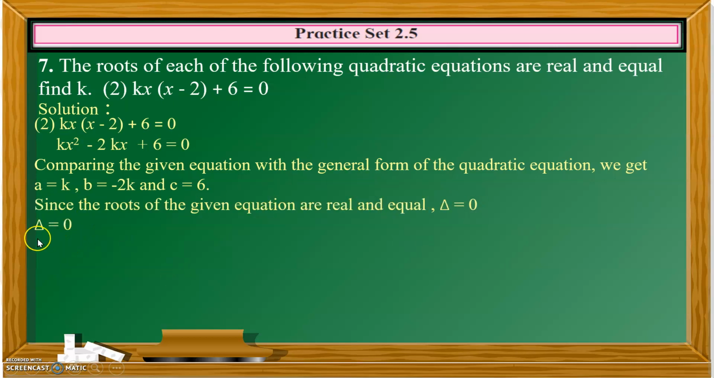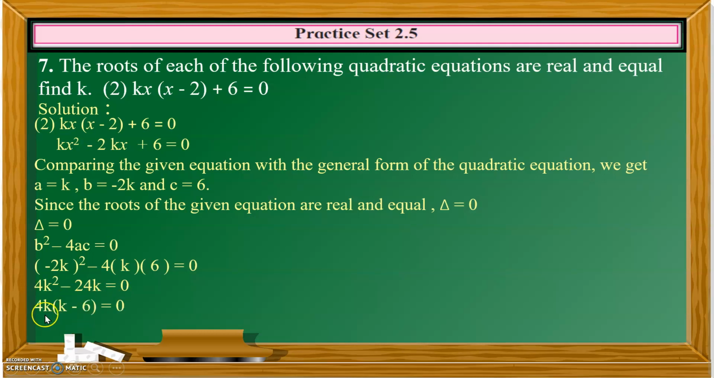So we will substitute the values of a, b and c in b square minus 4ac. Instead of b we will write minus 2k, instead of a we are going to write k, and instead of c we are going to write 6. So we get this. Clear? Now on opening the brackets, we will get 4k square minus 24k is equal to 0. On simplifying this, when 4k is common, we get 4k into k minus 6 is equal to 0.